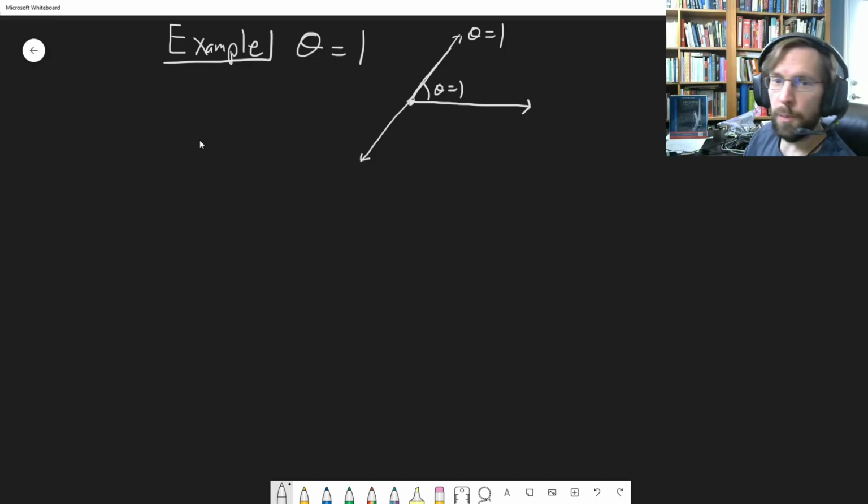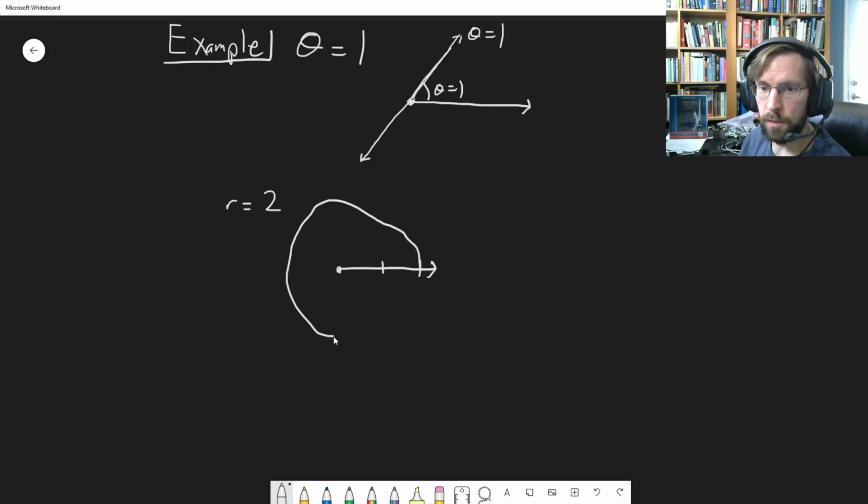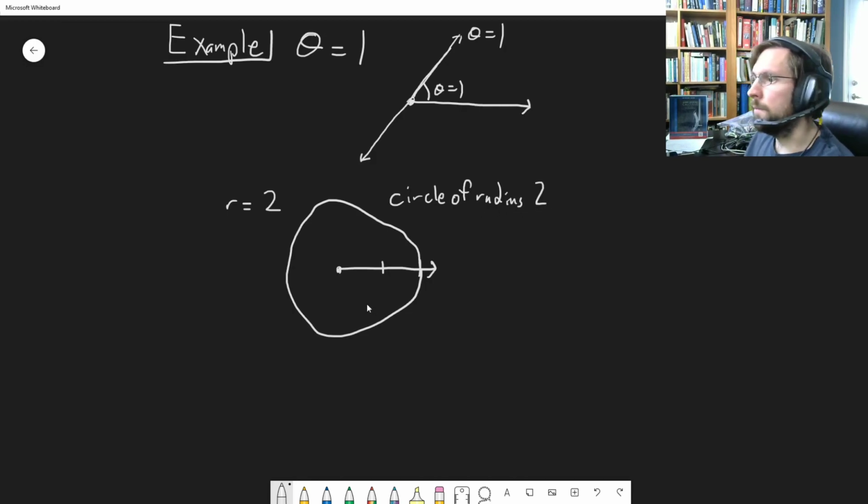Okay, so the other very basic example would be r equaling a constant. So let's take r equals 2. In this case, there's no restriction on theta. So theta can be whatever we want provided r is 2. And this should be a very familiar shape if I can draw it. And I really can't. This should be a circle of radius 2. So that should be a circle of radius 2.